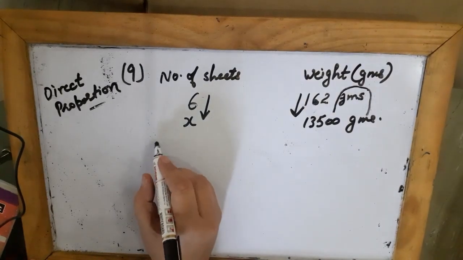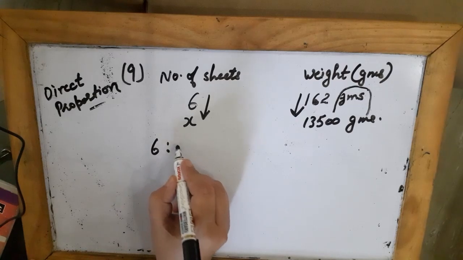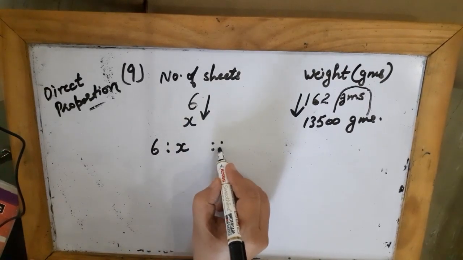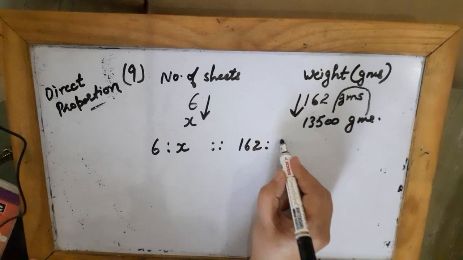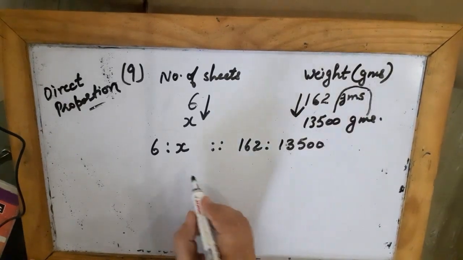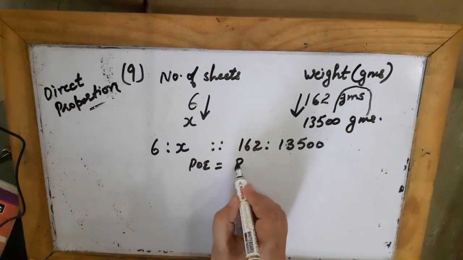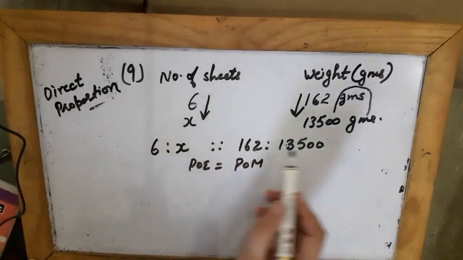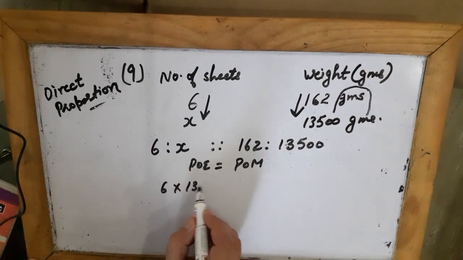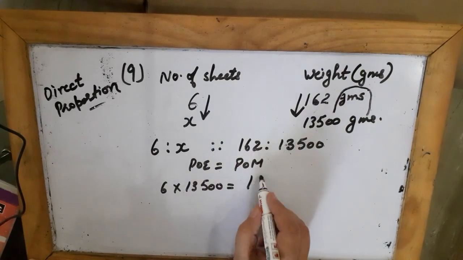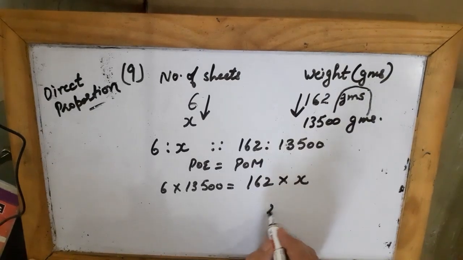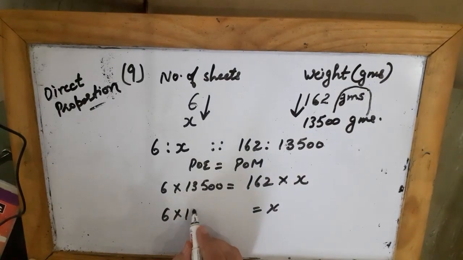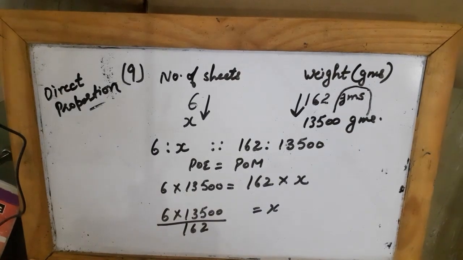Okay, so let us put them in the proportional form. 6 is to x as 162 is to 13,500. Now product of extremes is equal to product of means. Now extreme terms 6 into 13,500 and mean terms 162 into x. So to find x, 6 into 13,500 divided by 162. So this I can cancel on the table of 6.